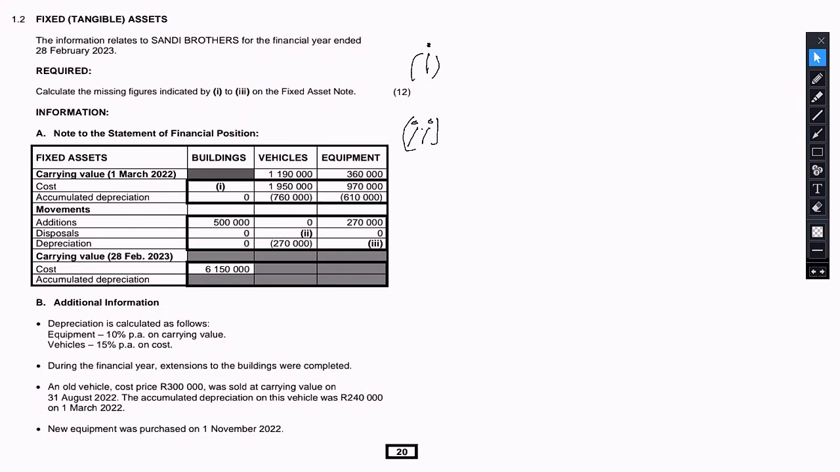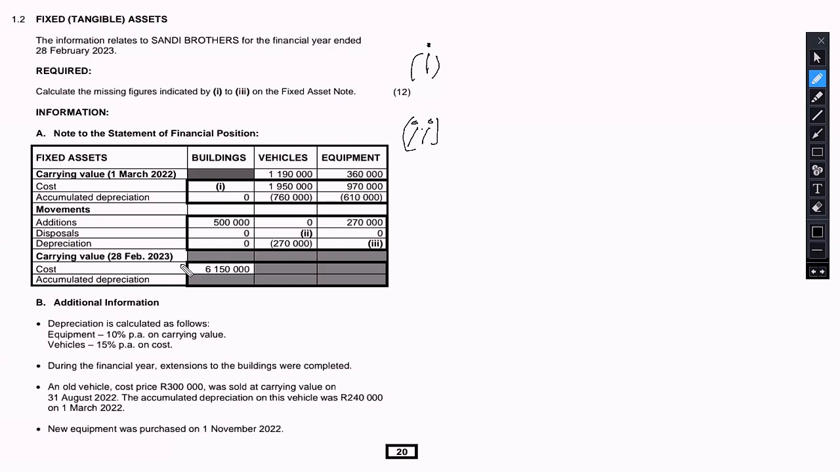So we need to calculate the missing figures indicated Roman figure 1 to Roman figure 3. As you can see, Roman figure 1, you are required to calculate your additions at cost at the beginning for land and buildings.